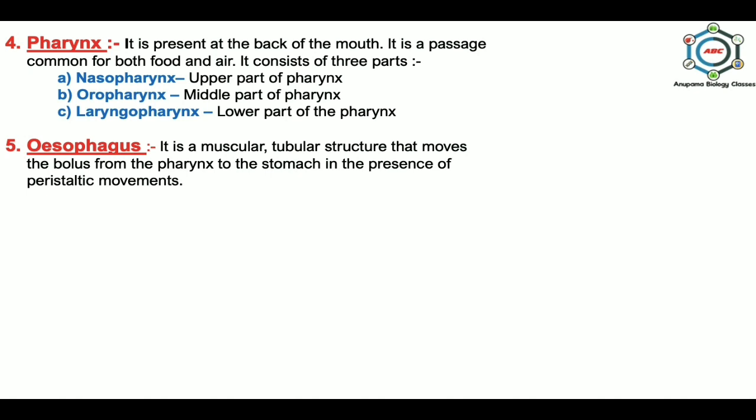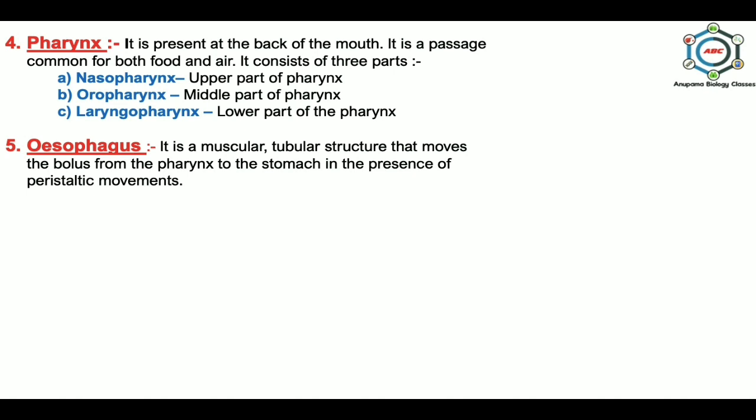Esophagus is a muscular tubular structure that moves the bolus from the pharynx to the stomach in the presence of peristaltic movements. So, what is the bolus? Bolus is the partially digested food mixed with saliva and mucus in the mouth. And what is the peristaltic movement? Peristaltic movement is the continuous contraction and relaxation of the muscular organs. Like the esophagus is also a muscular organ and here no digestion occurs. So it acts as a passage for the movement of food from the mouth to the stomach.